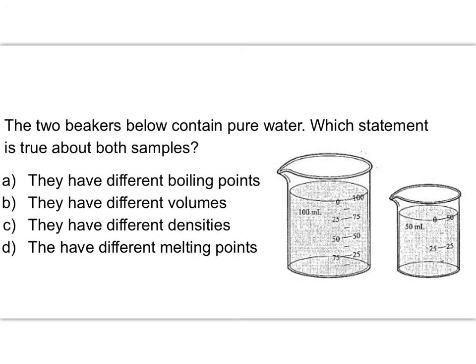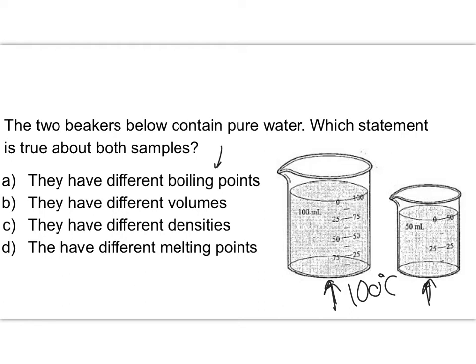Both of these beakers contain pure water. Which statement is true about both of these samples? So this looks like there's a beaker with 100 milliliters of water and another beaker with 50 milliliters of water. So 2 different amounts of water. So then the question is, what properties are affected by the amount of water? Well, boiling point, okay, that's what's called an intensive property. It's a property of the water itself, not the amount of water. So both of these beakers would boil when they reach 100 degrees because that's the boiling point of water.